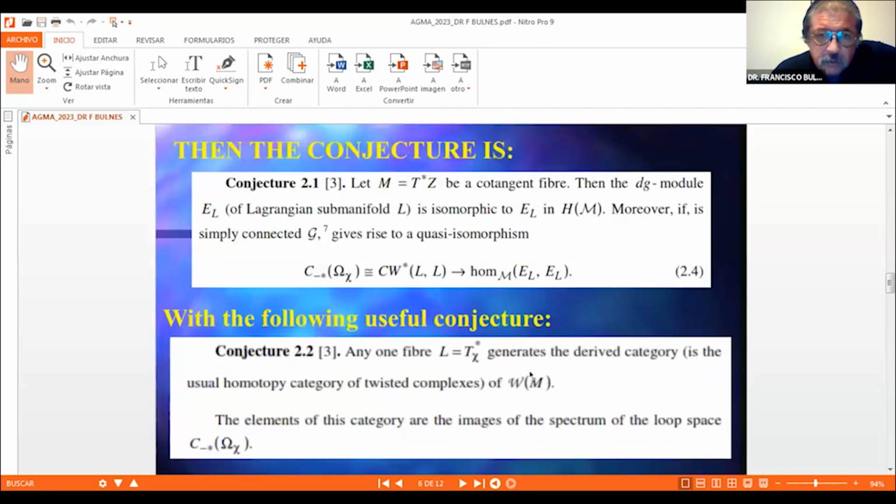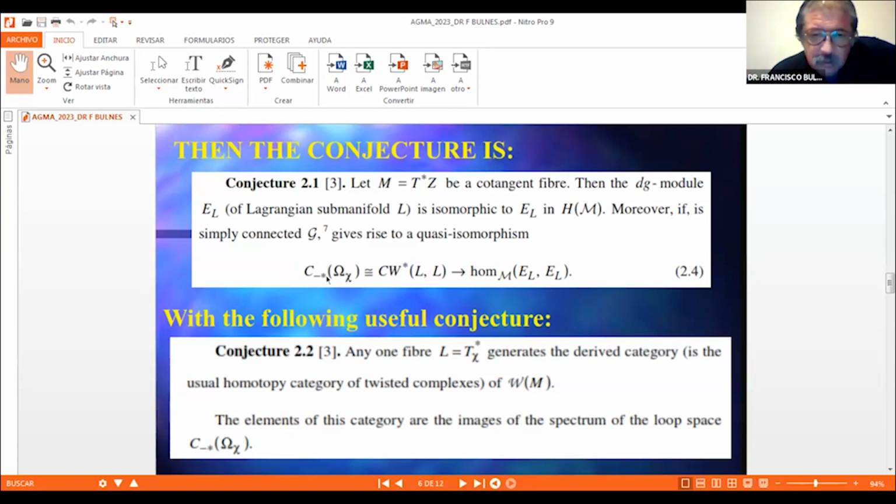And then the conjectures is, we need some conjectures to specifically induce the topology, as was mentioned before, and obtain this quasi-isomorphism between the complexes to the correspondence between the Lagrangian submanifolds, where this space of complexes is isomorphic to the loop spaces.